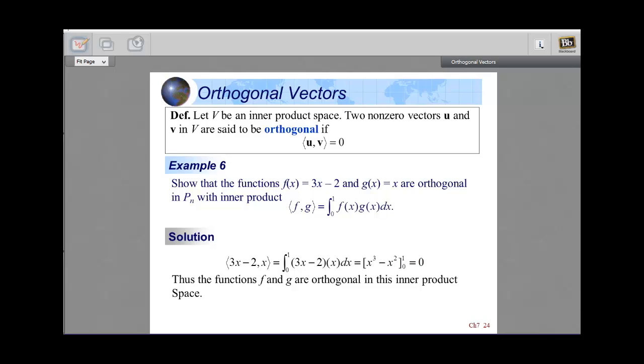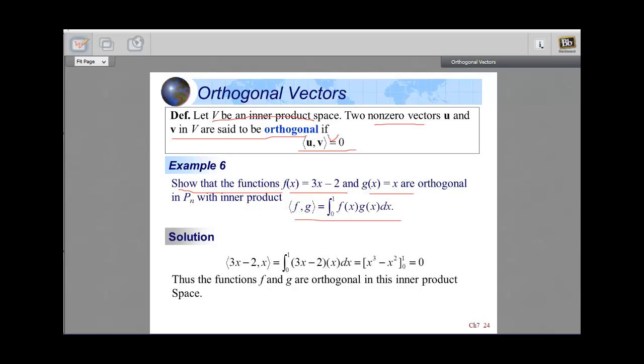Let V be the inner product space. Two non-zero vectors u and v are said to be orthogonal if and only if <u, v> = 0. Previously, vectors were orthogonal when their dot product was 0; here, in place of the dot product, you use the inner product of u comma v equal to 0. There is a question where you show that the functions f(x) and g(x) are orthogonal, and the functions are given by this.